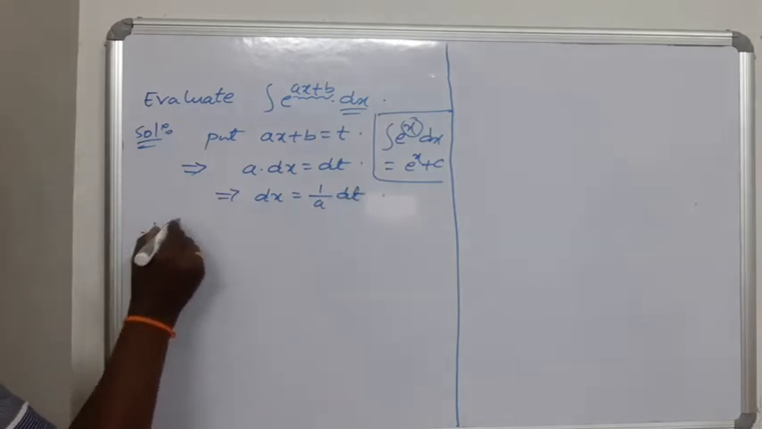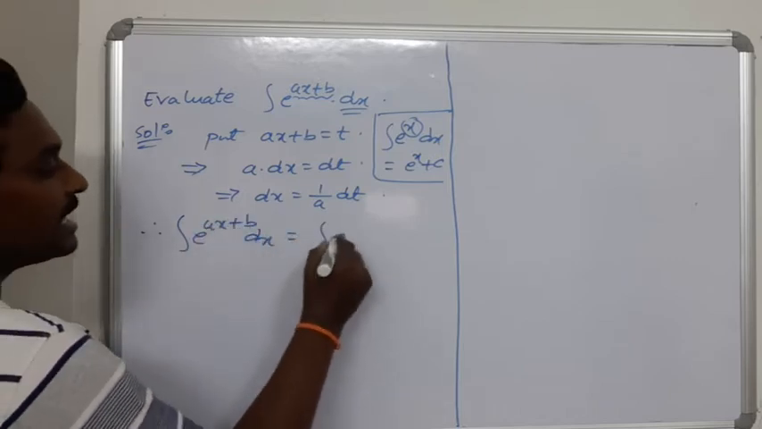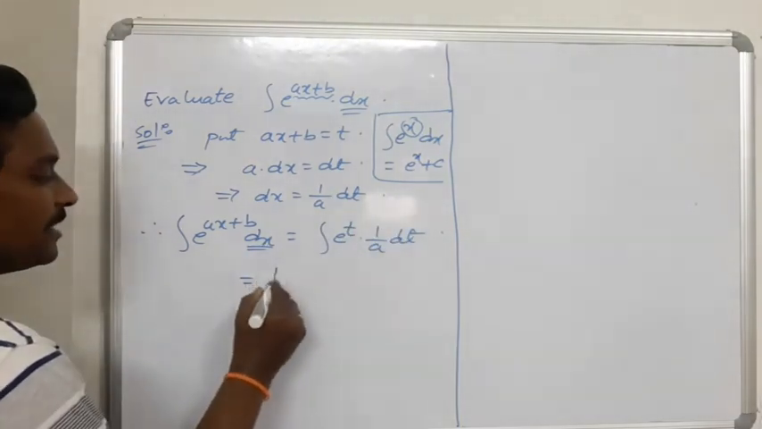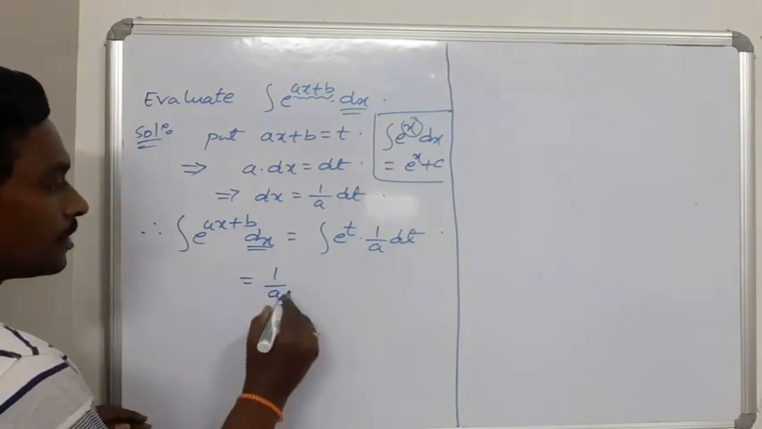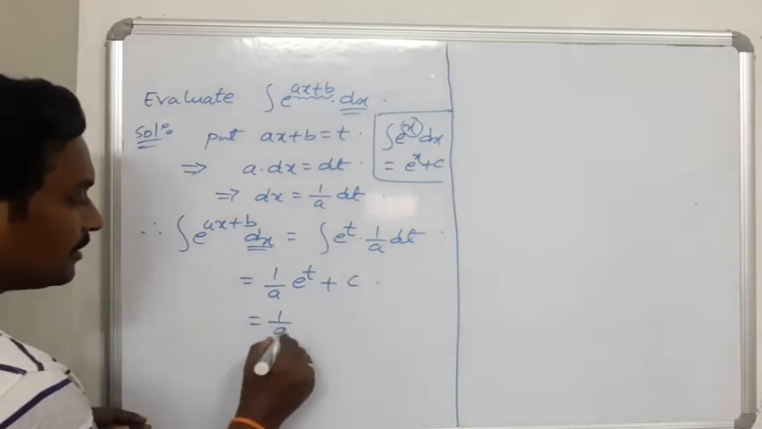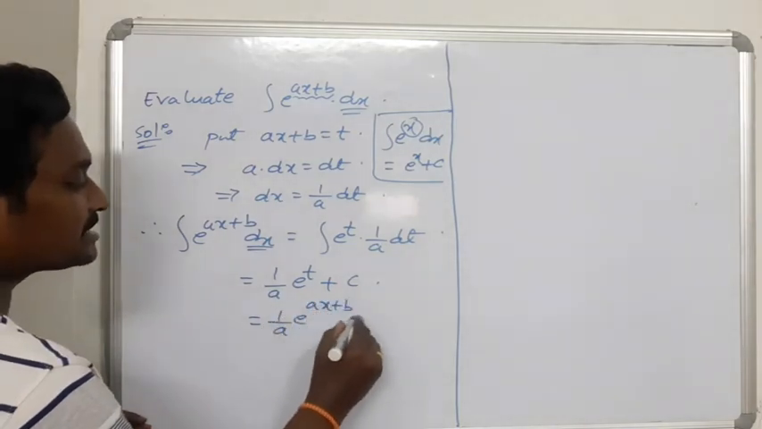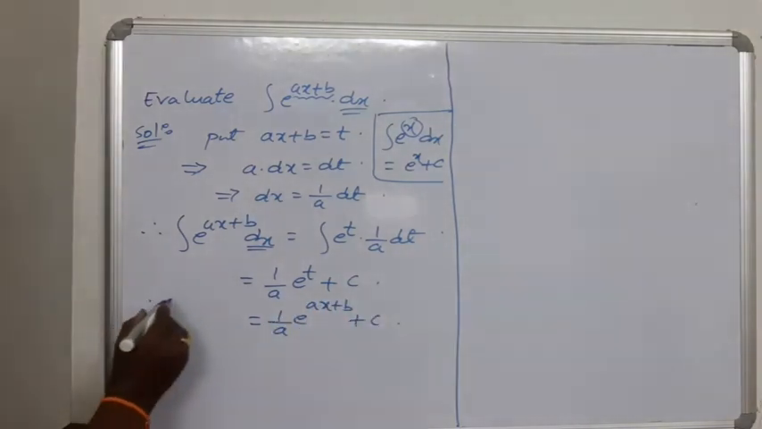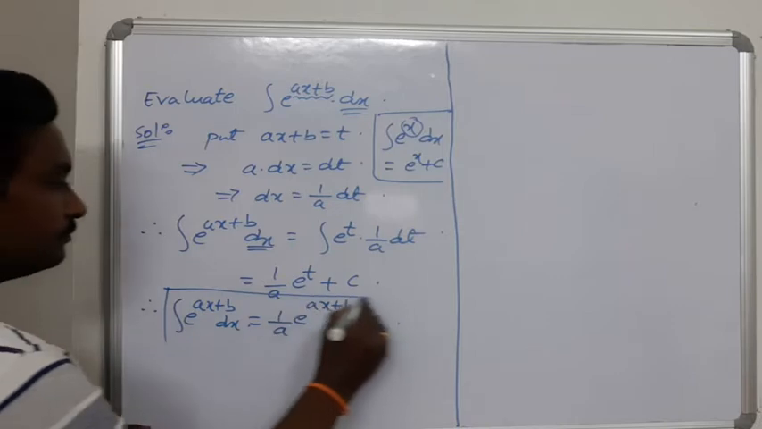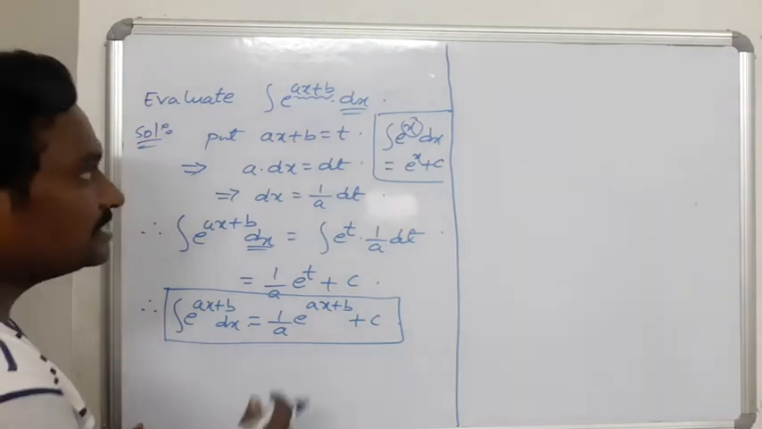So therefore the integration of e power ax plus b, the given problem, becomes how? E power t into dx, which can be replaced by 1 by a dt. 1 by a is the constant term. The integration of e power t is itself plus c, that is equal to 1 by a into e power, what is the t value? Ax plus b. Integration is completed. This is a very important and useful formula. Please learn this one by heart as a formula. See the examples.